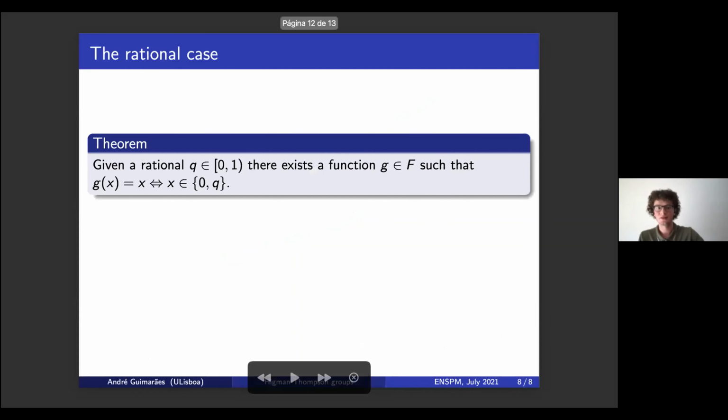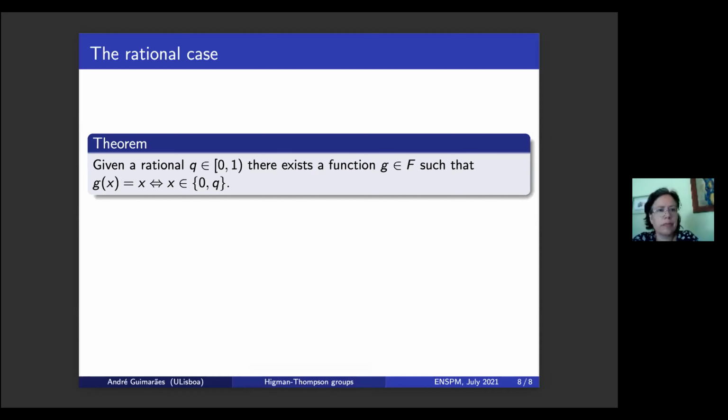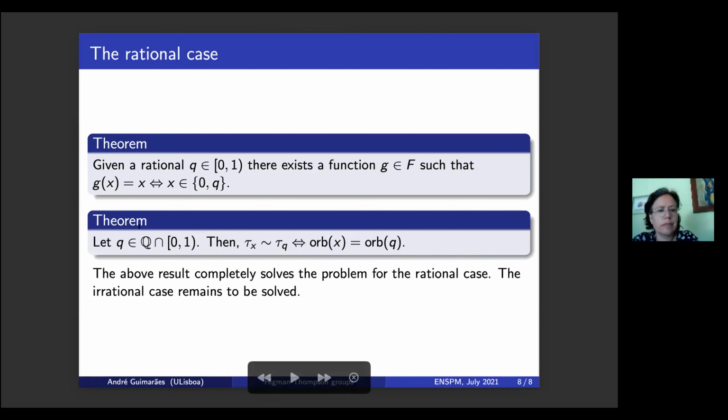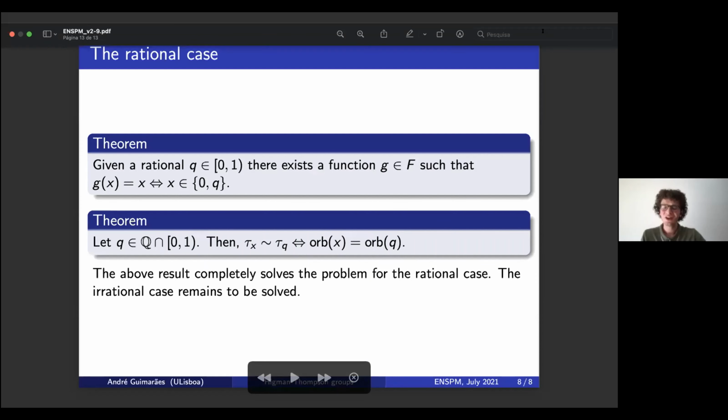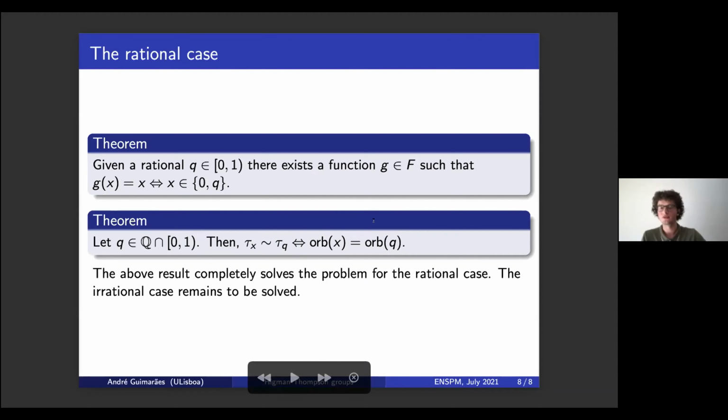And so we can therefore prove that given a rational number q on the unit interval, there is a function which fixes only 0 and q, and such that that function is an element of the Thompson group. And because of the reasoning I mentioned earlier, if we know this, we can prove that, given a rational q on the unit interval, tau of x is equivalent to tau of q if and only if the orbit of x and the orbit of q coincide. And so this result completely solves the problem in the rational case.